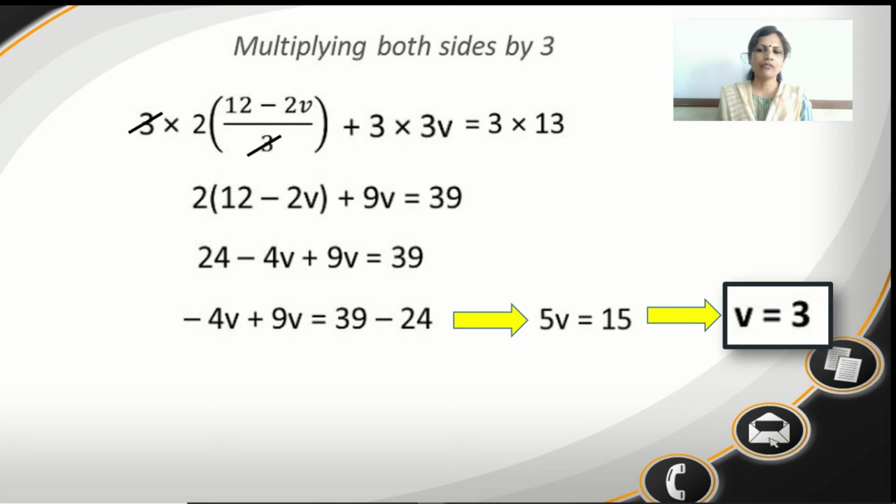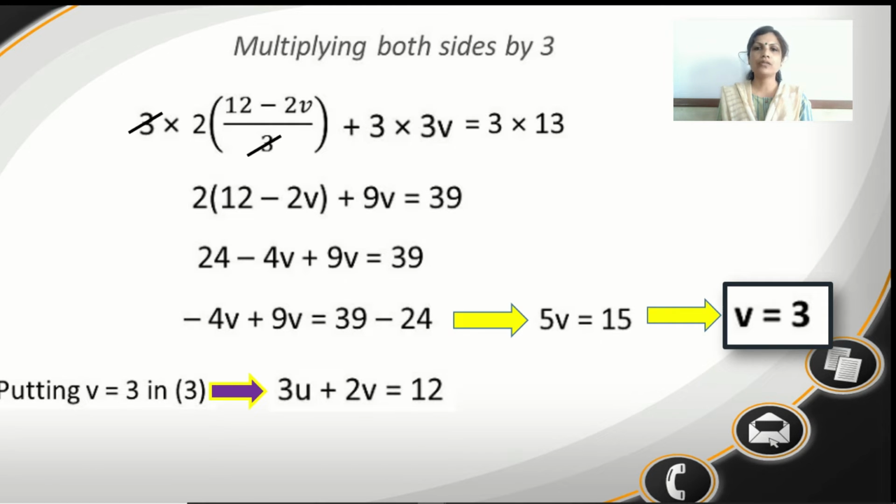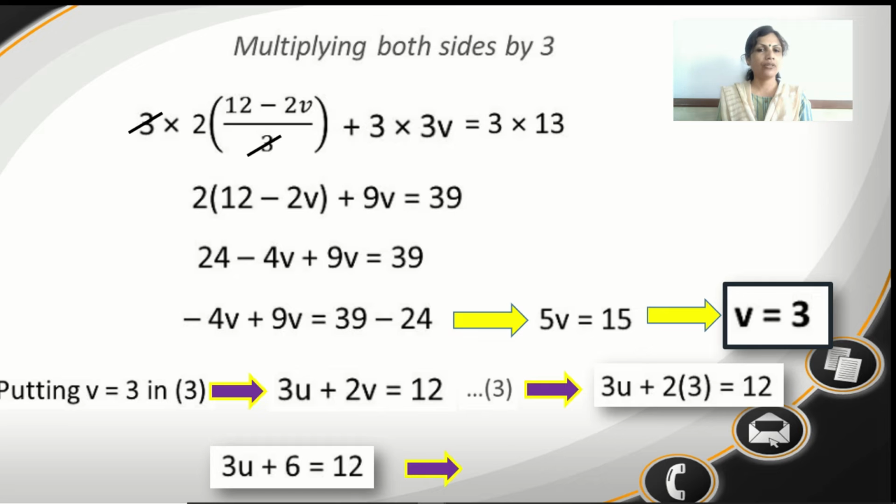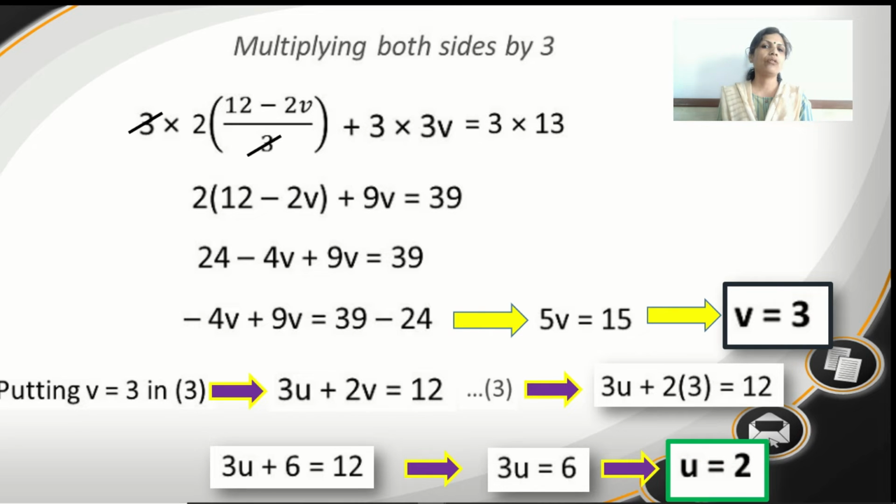Now let's find out the value of u. So we'll put v is equal to 3 in equation 3, and our equation 3 is 3u plus 2v is equal to 12. If we substitute this, we get 3u plus 2 into 3, that is equal to 12. So 3u plus 6 is equal to 12, that will give you 3u is equal to 6, and so we get the value of u as 2.